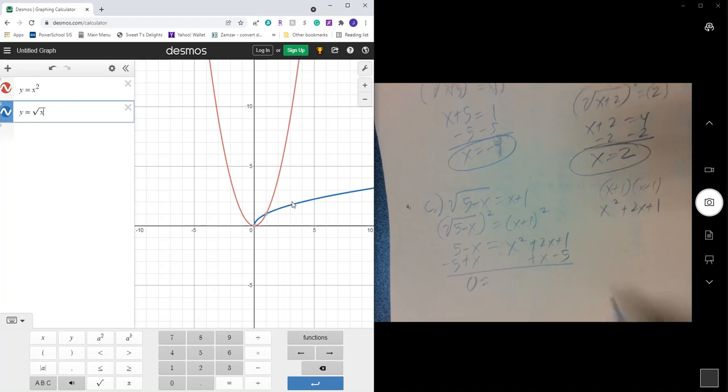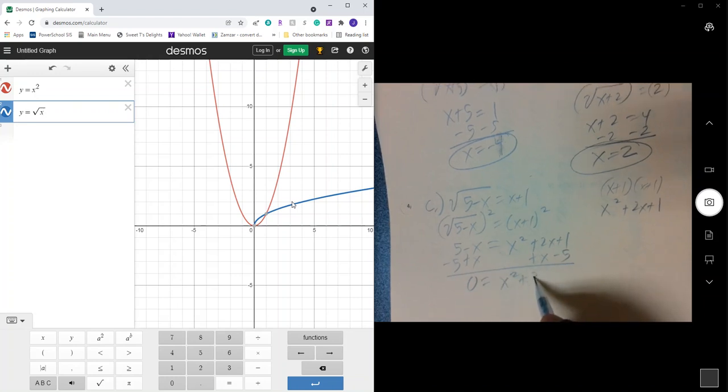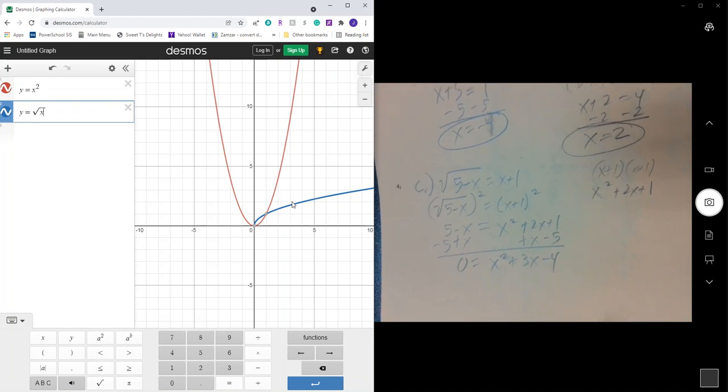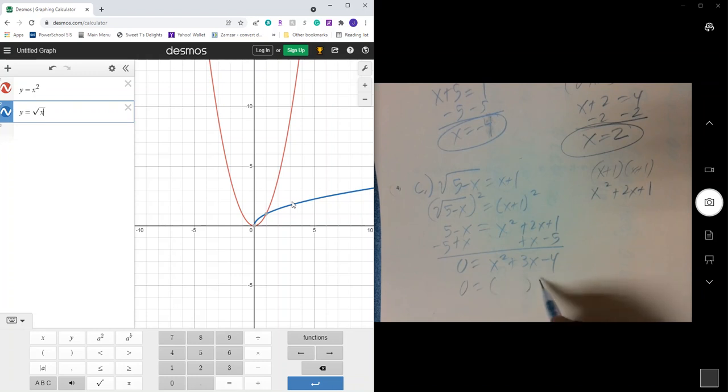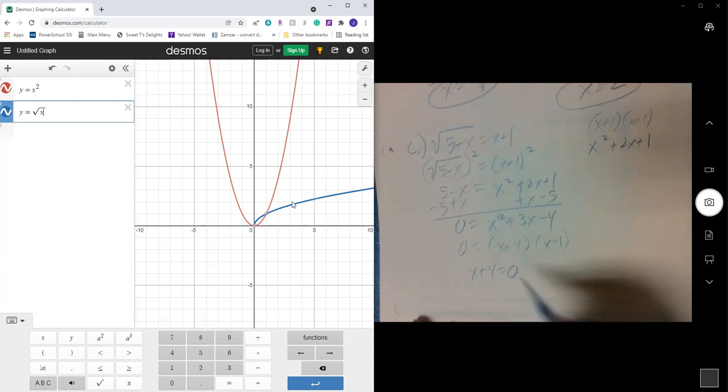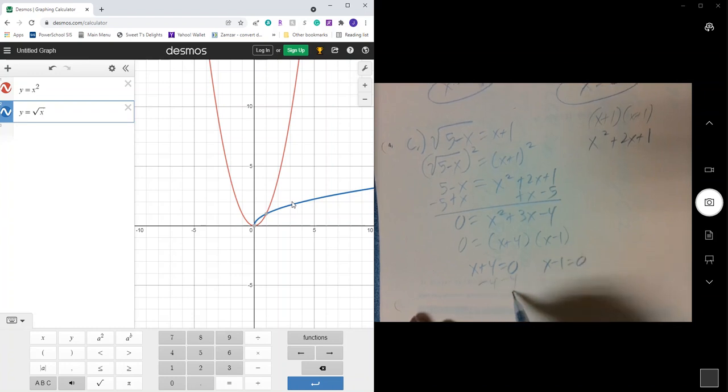So this would be 0 is equal to x squared plus 3x minus 4. Now remembering how we did factoring before, this will factor out to be x plus 4 and x minus 1. So we'll set both of these equal to 0, x plus 4 equals 0, and x minus 1 equals 0. When you subtract 4 on both sides, x equals -4, add 1 on both sides, and x equals 1.